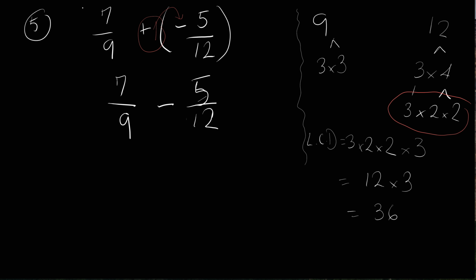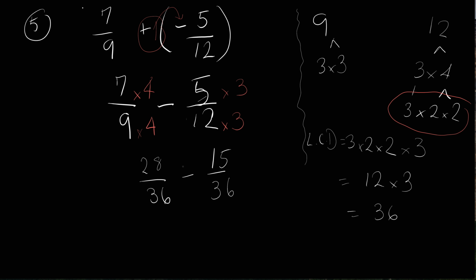So you need to make each of them, the 9 and the 12, into 36. What are you going to do here? 9 times what number should give 36? 9 times 4. And so I multiply here by 4 as well. And the same technique here for the 12, which is going to be times 3 and times another 3. So we will have 28 over 36 minus 15 over 36.